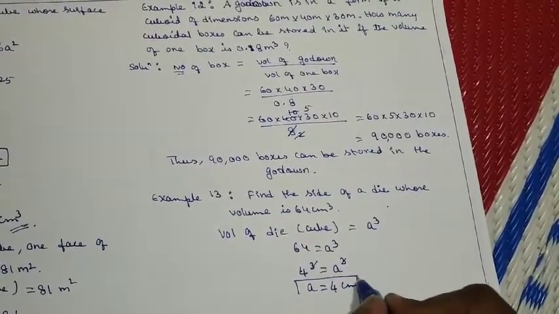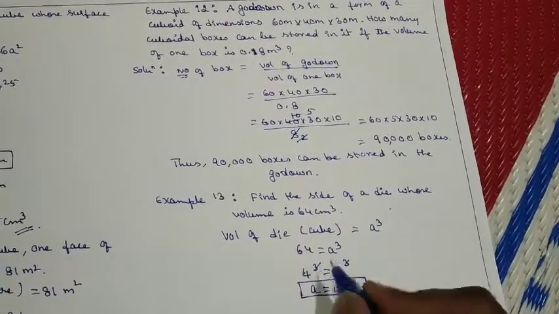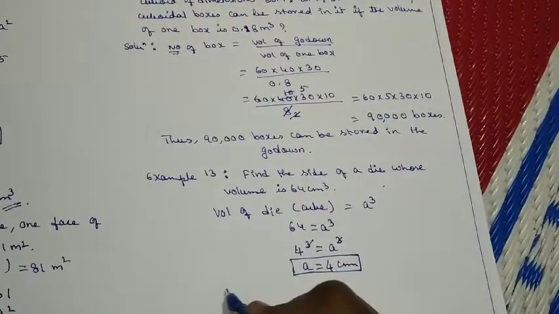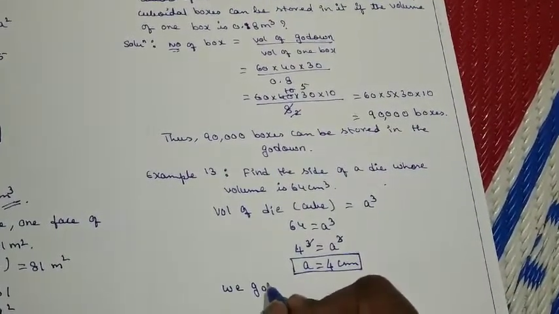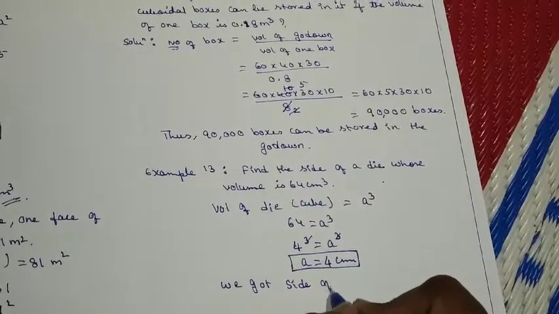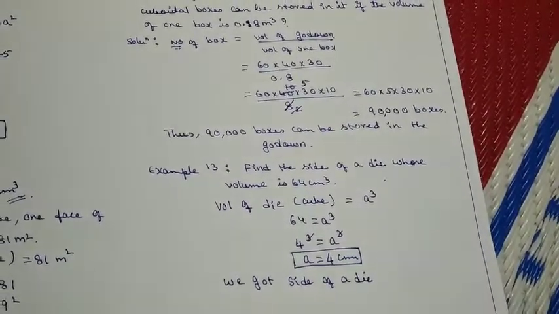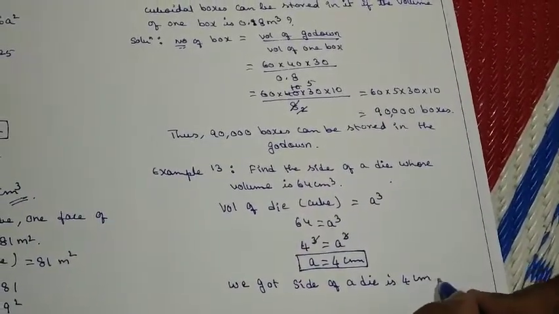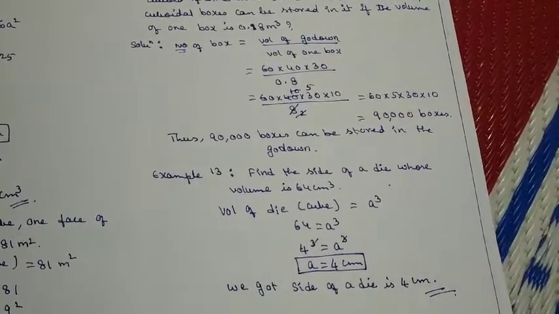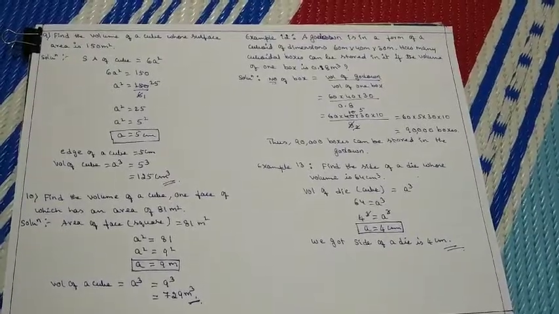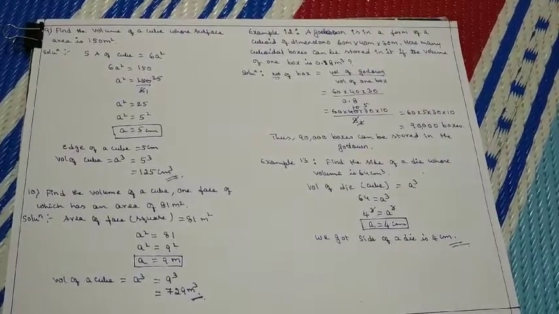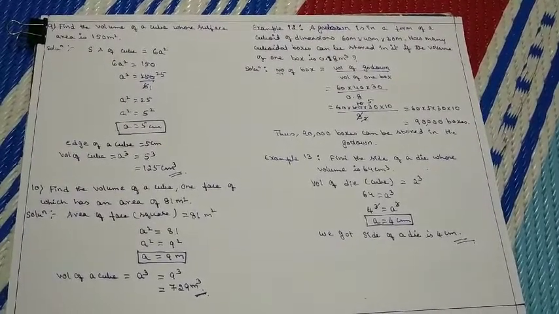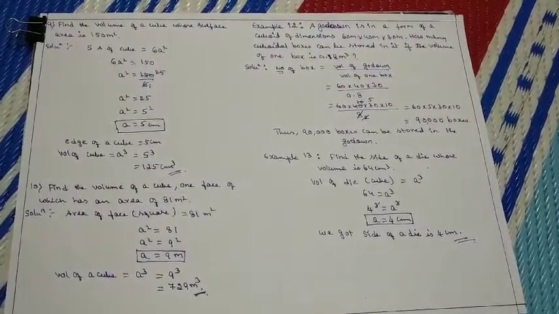Then what is a? A is nothing but the edge of a die. Then what is he asking us to find? He is asking us to find the side of a die. So we got side of a die is 4 centimeter. That's all, children. This question they'll ask only for 1 mark. So in worksheet 5, whatever the 10 questions we solved, children, all questions are very important from the examination point of view. So please practice well.